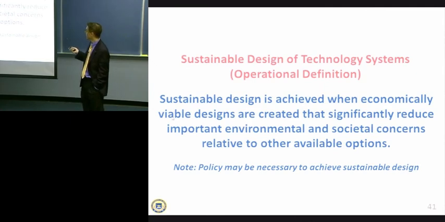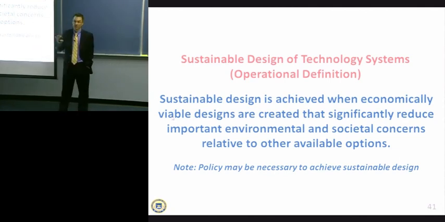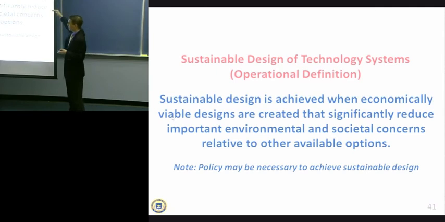When we achieve a design that's economically viable and that reduces important environmental and societal concerns, that's when we've got a sustainable design. To be more accurate, we would say a more sustainable design. We should think about sustainability as a journey, not a destination, at least for the next 100 years. So this at least tells us what's more sustainable than something else. In some cases, policy may be necessary, and if that policy is realistic, then maybe we need the economics and the policy working together. So this is the definition that we'll use in the class.